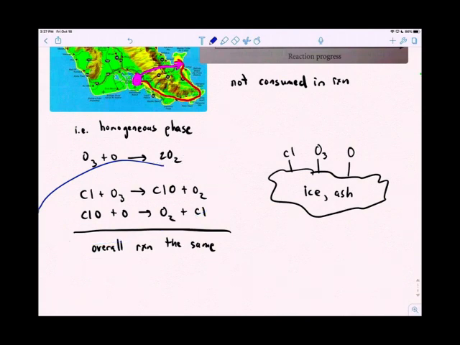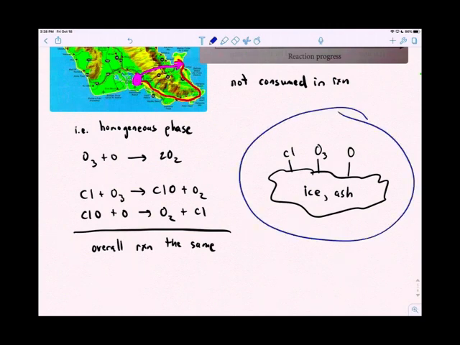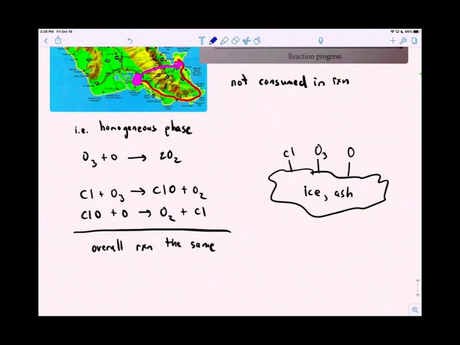What is really going on? It turns out that oxygen, ozone, and chlorine adsorb on the surface of ice or ash, and then that goes by a heterogeneous phase, which is actually really bad for ozone depletion because heterogeneous catalysis is much more powerful. So the halogens in the stratosphere are a bigger problem than we thought.